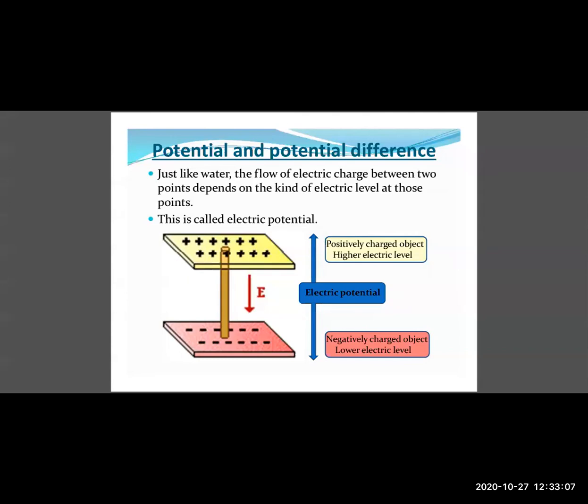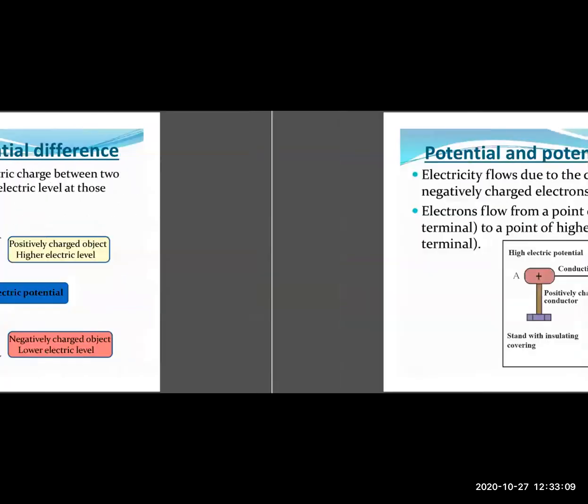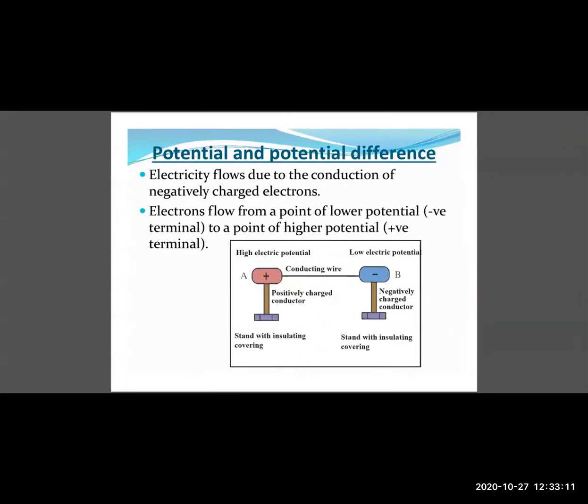Now let us take this point further and try to understand. Electricity flows due to the conduction of negatively charged electrons. Electricity is a flow of something. What is that something? It is electrons. Again we will come to the example of the flow of water. In water, exactly what is flowing? The water molecules, the H2O molecules, are flowing from a higher level to a lower level. In the same way, in electricity also there must be something which is moving. That something is those subatomic particles, those very tiny particles called electrons.